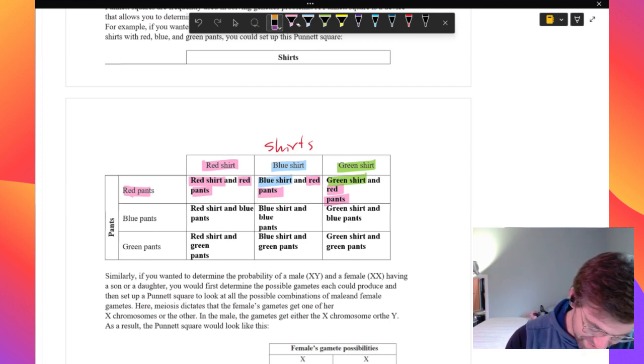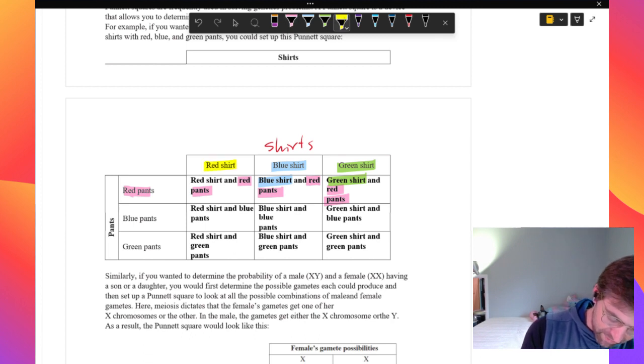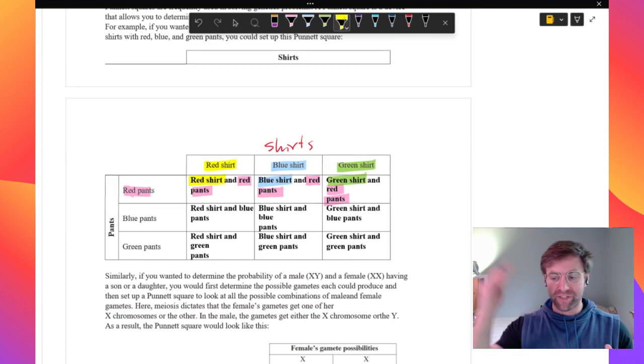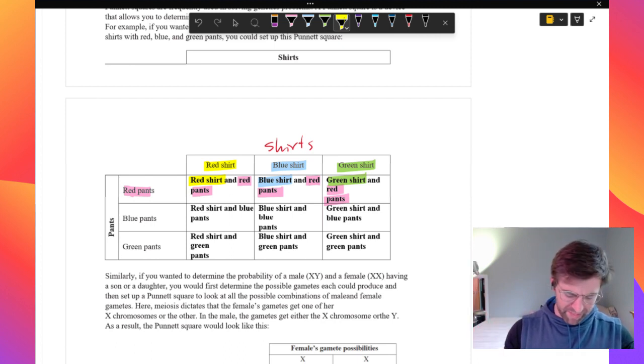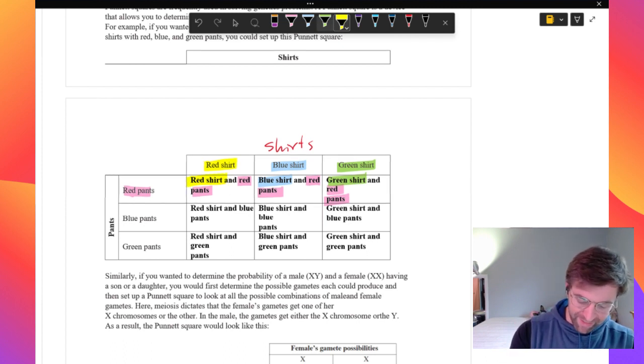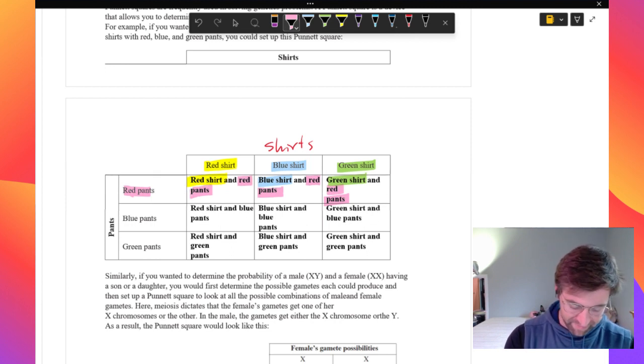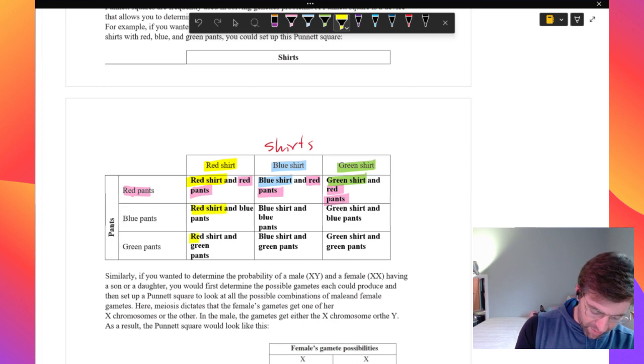Now, I'm going to go ahead and change this because the red shirt allele came from one parent, and the red pants allele came from the other. They're different. It's not color coding based on what gets expressed, but based on what the gene is that's important. So I wanted to go back and correct myself here. Red shirt gets yellow highlighter. Red pants gets the red highlighter. Cool. And so on.